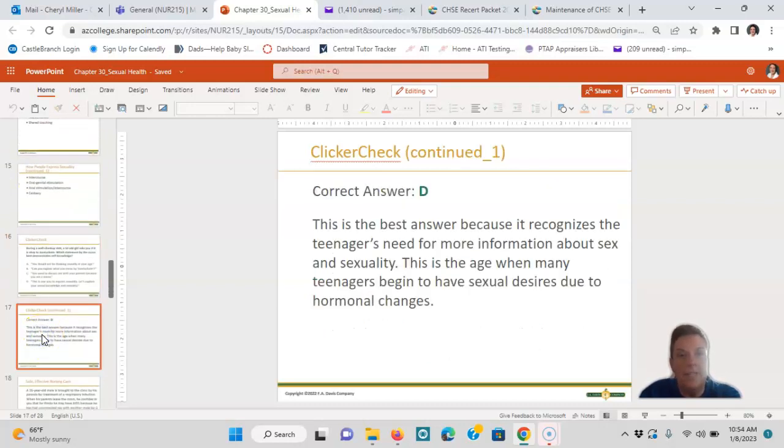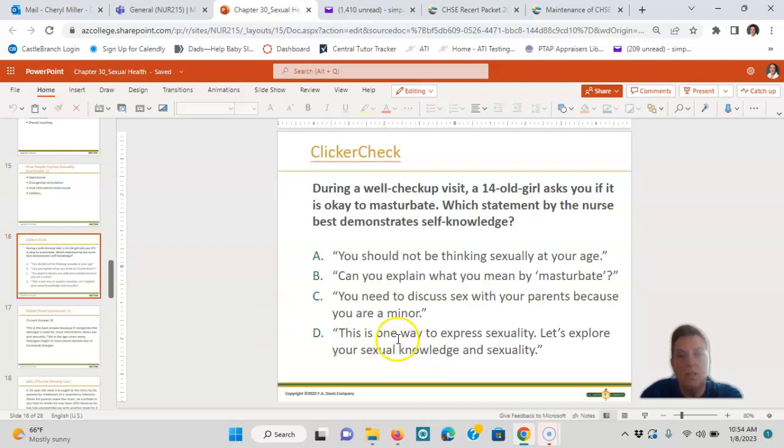Okay, so D. D is the best choice because it recognizes the teenager's need for more information. This is the age where many teenagers begin to have sexual desires because of hormonal changes. So D, this is one way to express sexuality. Let's explore your sexual knowledge and sexuality.